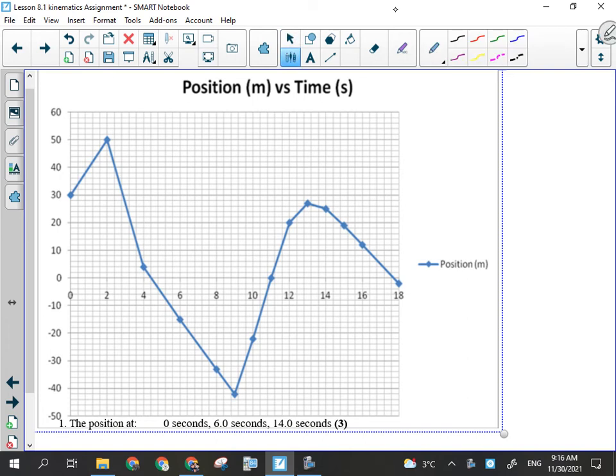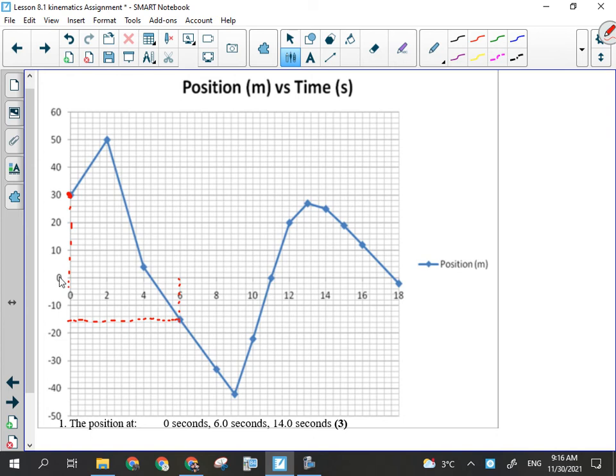So what's the position at time 0 seconds? Here's time 0 seconds, so my position is positive 30 meters. Okay, at time 6 seconds, this is where we are right here. That looks to be negative 15 meters because it's right smack in the middle of those two lines, and each line is worth 2. So negative 15 meters at time 6 seconds.